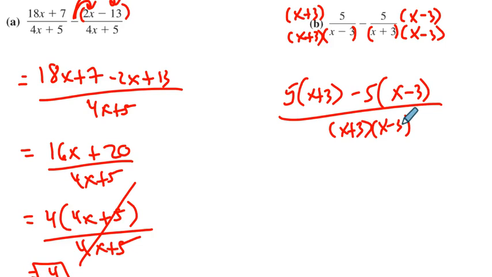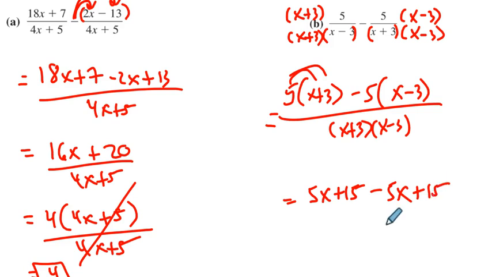Okay, so now let's check this out now. As we can see here, we probably want to simplify both of these. So let's go ahead and do that. So I'm going to distribute. So 5x plus 15. Right here, negative 5 times x is a negative 5x. Negative 5 times negative 3 is a positive 15.